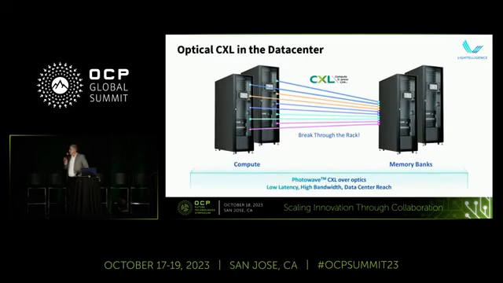So simply put, optical CXL is needed to break through the rack. Copper is limited to single servers, single racks. If you want to go multiple racks or you want to go across the data center, you need optical CXL. And optical CXL will give you that low latency, high bandwidth data center reach.